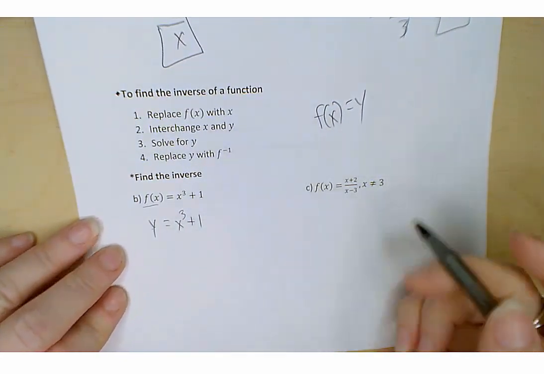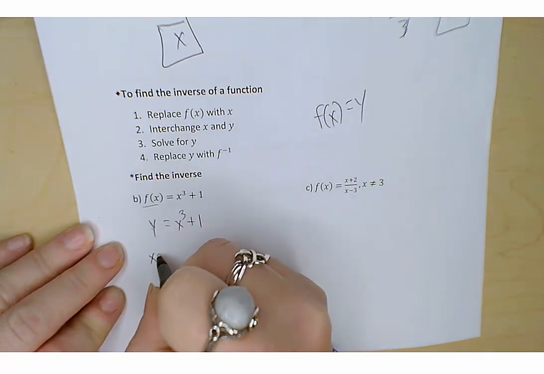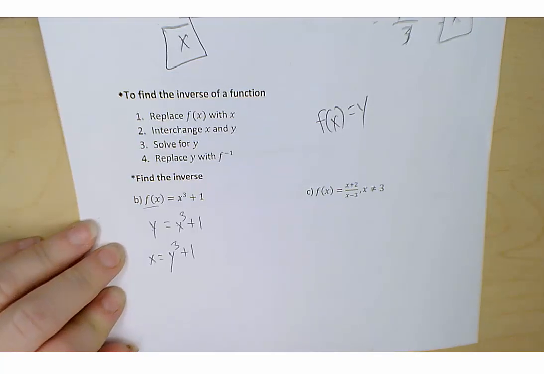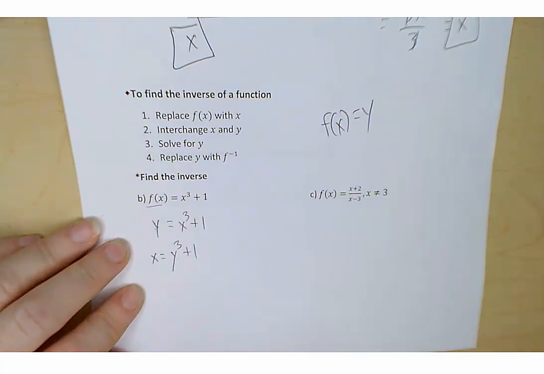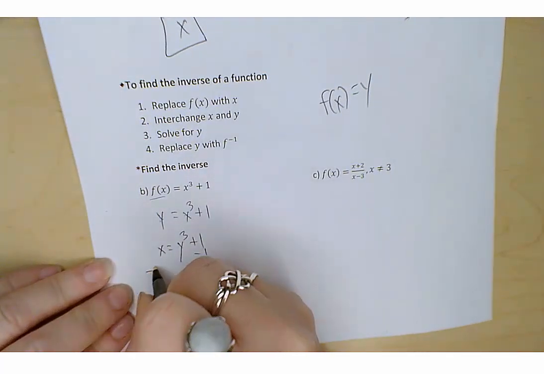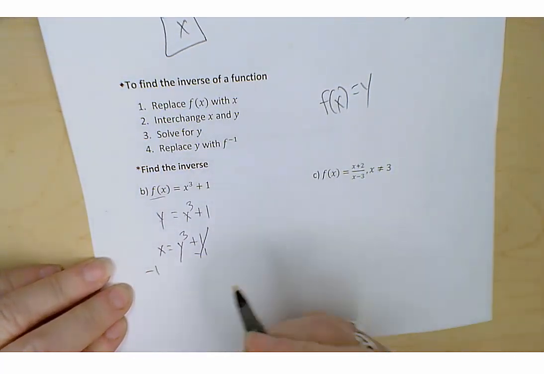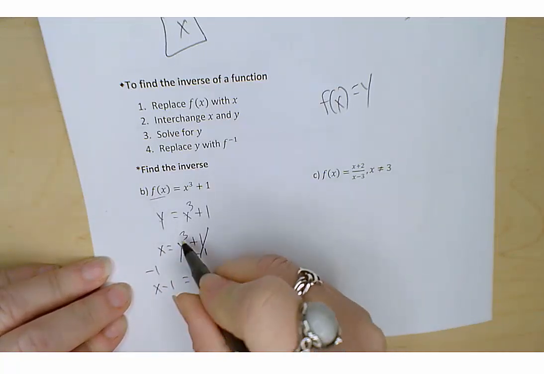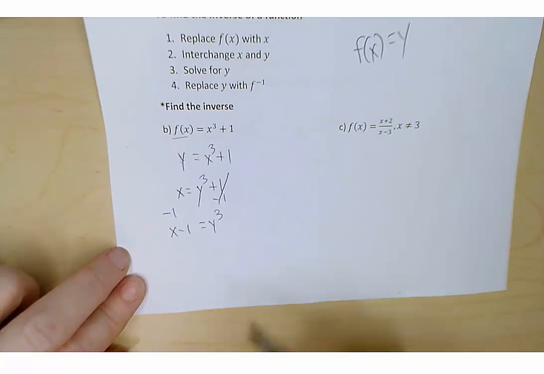Step 2, interchange x and y. This y becomes an x. This x becomes a y. The big step here, solve for y. So get y completely by itself, and we're going to do that by subtracting 1 on each side. That's going to leave us with x minus 1 on the left and dropping down that y cubed on the right-hand side.